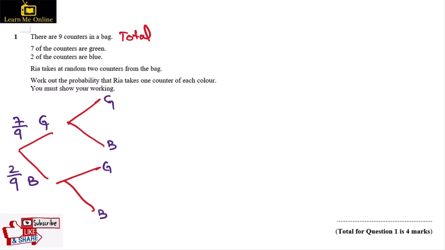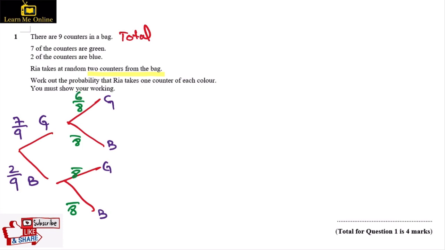Remember that the keyword here is Ria takes 2 counters from the bag. Because she's picking up 2 counters from the bag, initially when the counters were 9 altogether, now she has got 1 in her hand, and the remaining in the bag would be 8 counters. So now the total is going to be reduced by 1, and it's going to be 8. Now the first time we consider that the counter Ria has is the green counter, so we're going to reduce 7 by 1. It's going to be 6.